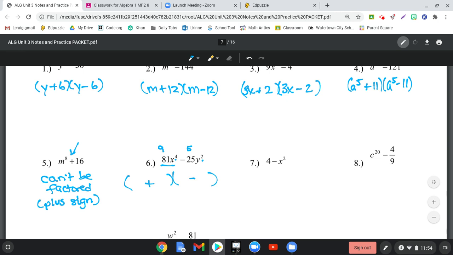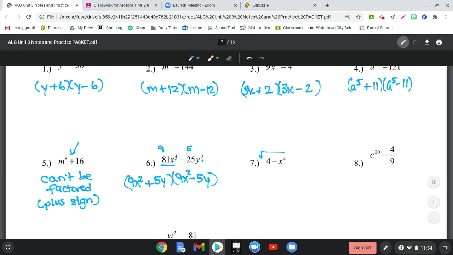So that would be 9x squared, because 9 times 9 is 81. X squared times x squared is x to the 4th. And then for the second part of both of those, it would just be 5y. So it's 9x squared plus 5y, 9x squared minus 5y.